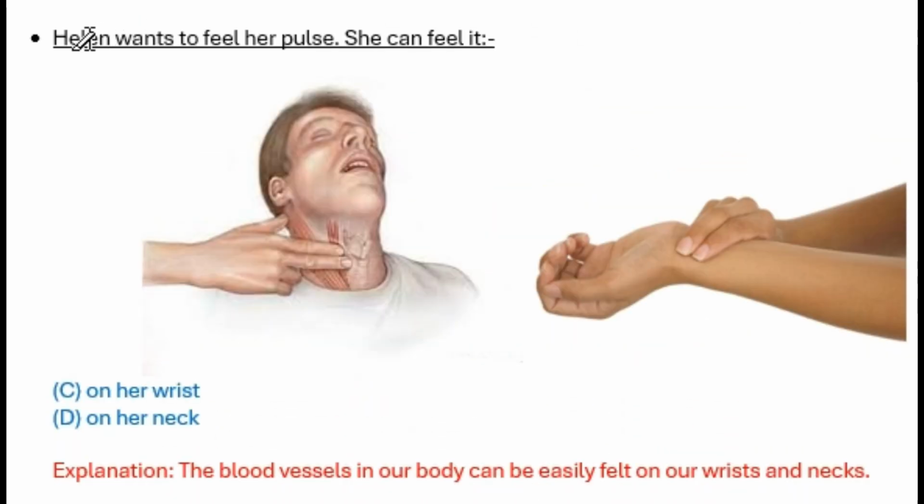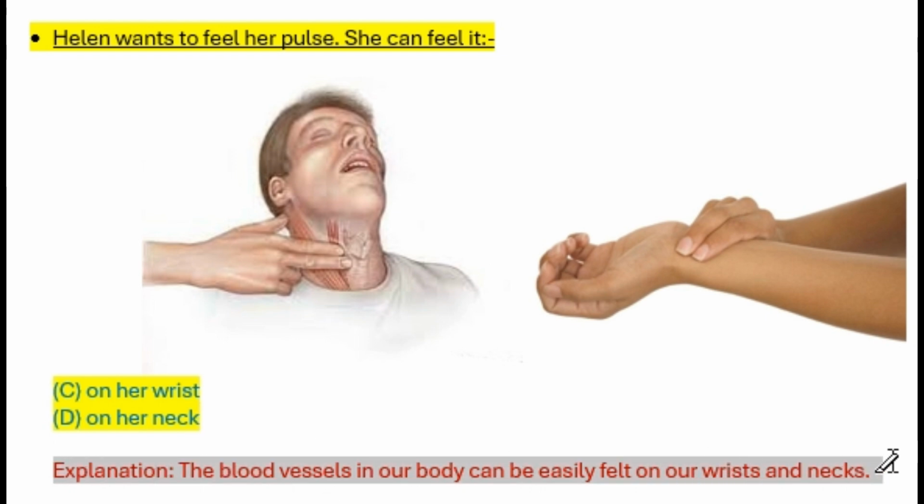Helen wants to feel her pulse. She can feel it. C. On her wrist. D. On her neck. Explanation: the blood vessels in our body can be easily felt on our wrists and necks.